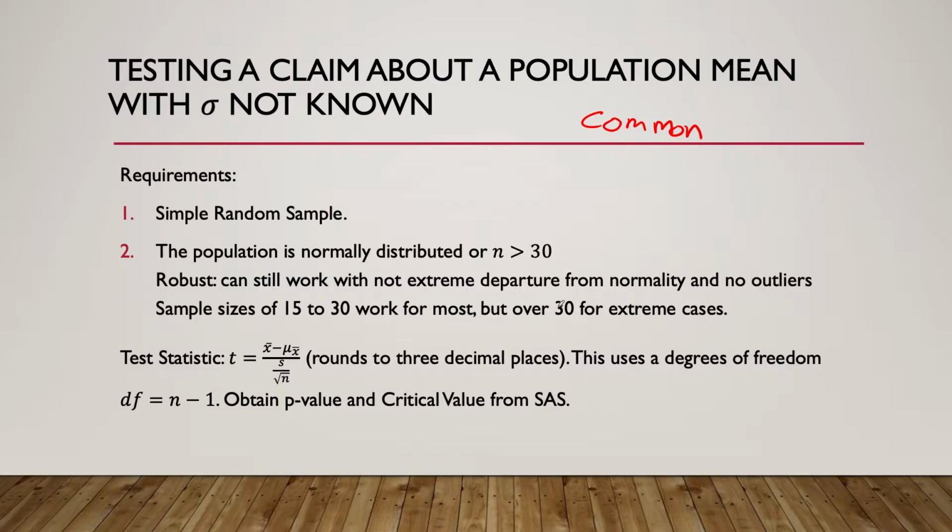The test statistic is t is equal to the sample mean minus the mean of the sampling distribution of the sample mean divided by the sample standard deviation divided by the square root of the sample size. And this runs to 3 decimal places. This uses a degree of freedom of n minus 1. We can obtain the p-value and critical value from SAS.